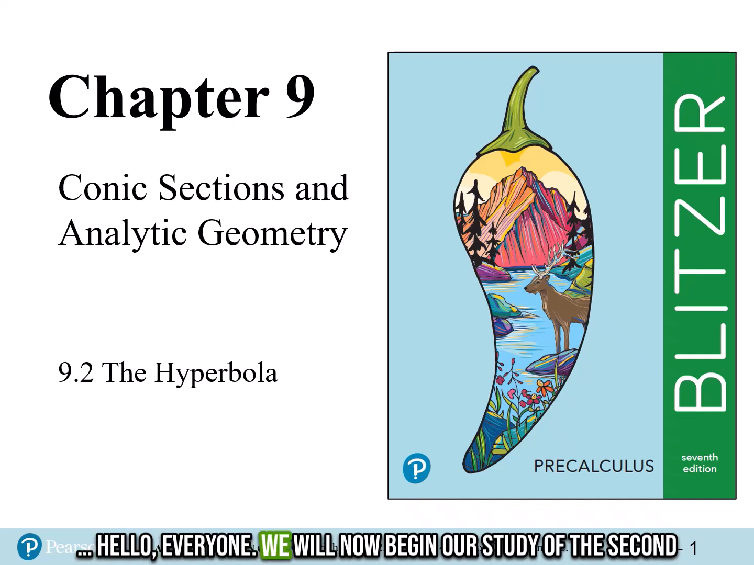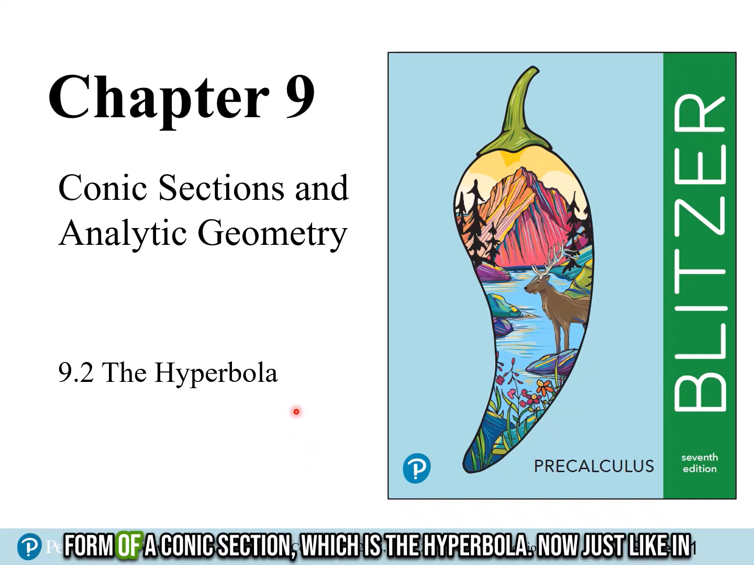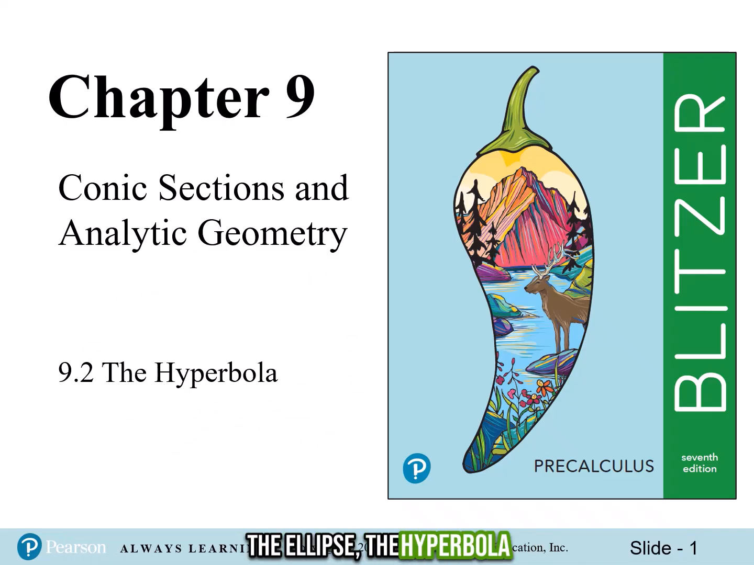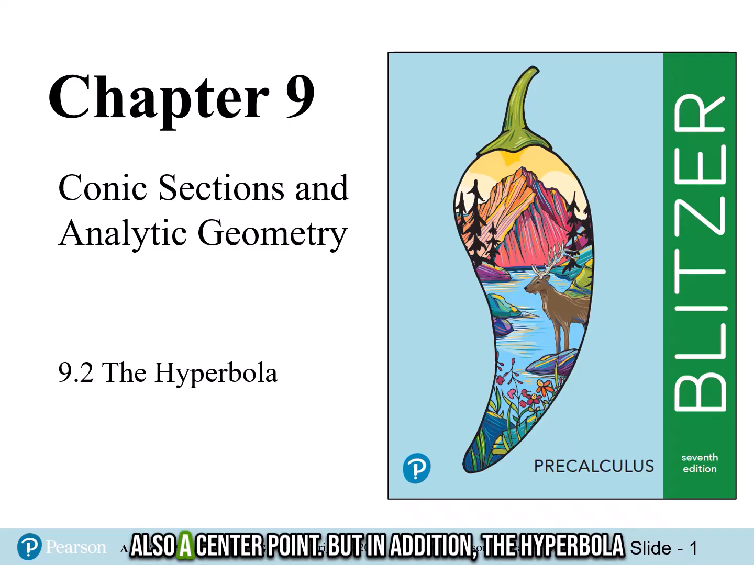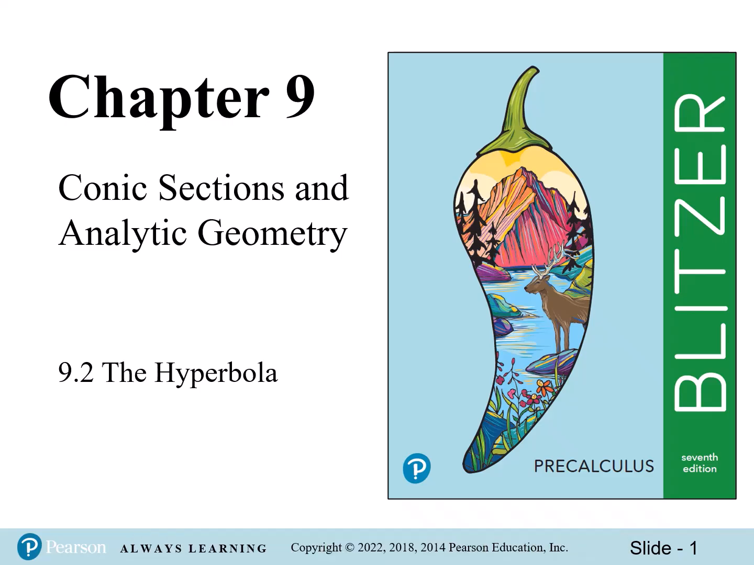Hello everyone. We will now begin our study of the second form of a conic section, which is the hyperbola. Now, just like the ellipse, the hyperbola also has two foci, two vertices, and a center point, but in addition, the hyperbola has a set of asymptotes.